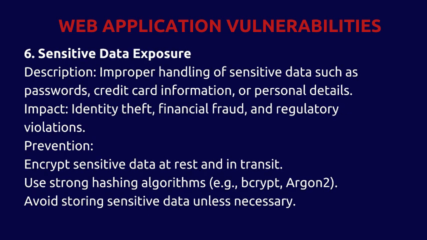Next, we have number 6, which is the sensitive data exposure. What does this mean? This is the improper handling of sensitive data such as passwords, credit card information, or personal details. What are the impacts? Identity theft, financial fraud, and regulatory violation. How then do we prevent this? Encrypt sensitive data at rest and in transit. Next, you use strong hashing algorithms like bcrypt or Argon2. Next, you avoid storing sensitive data unless necessary.